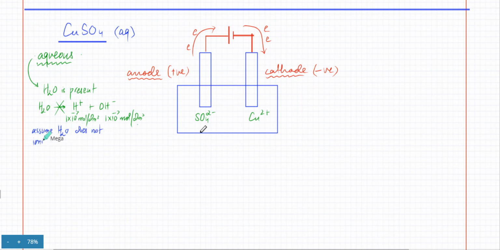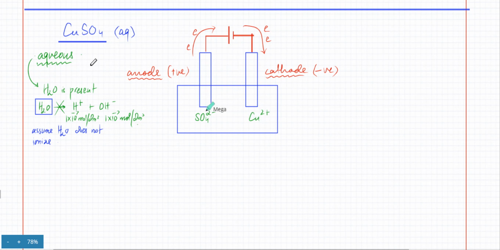Because in reality, the amount of H+ and the amount of OH- ions being produced because of that ionization are so few that they would hardly matter. So water molecules are going to be taken as water molecules. They're not going to be taken as H+ or OH- ions. And water is a neutral molecule.